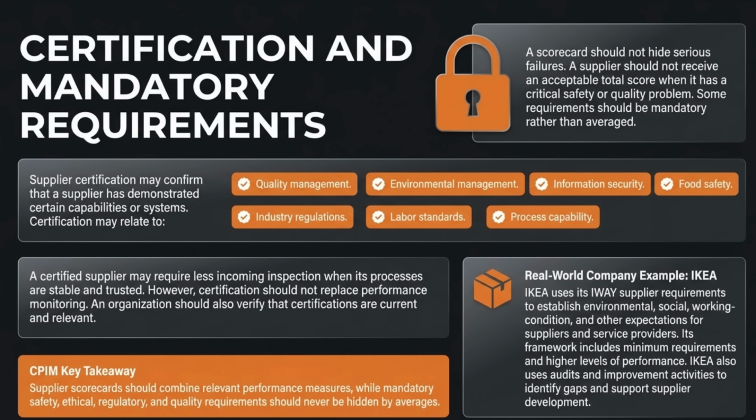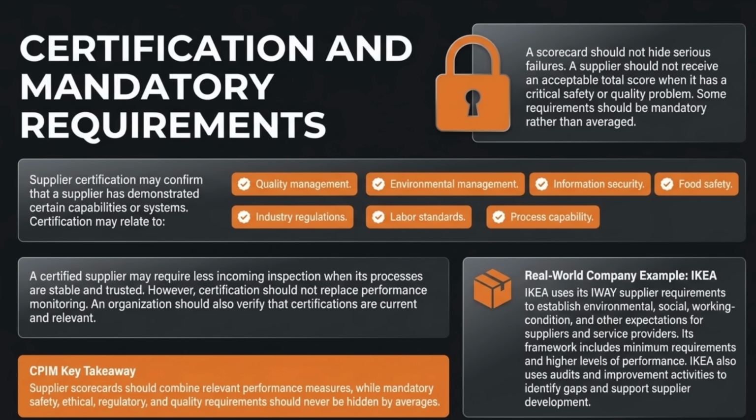Real-world company example: IKEA. IKEA uses its I-Way supplier requirements to establish environmental, social, working condition, and other expectations for suppliers and service providers. Its framework includes minimum requirements and higher levels of performance. IKEA also uses audits and improvement activities to identify gaps and support supplier development.